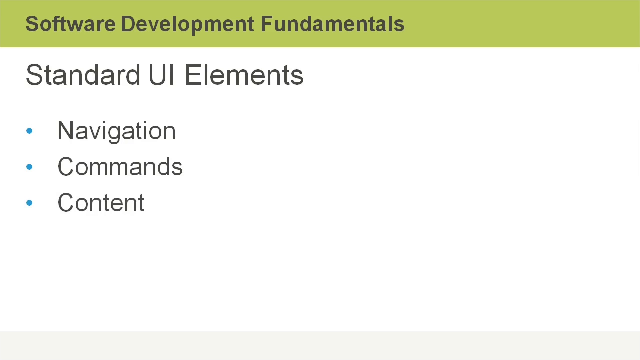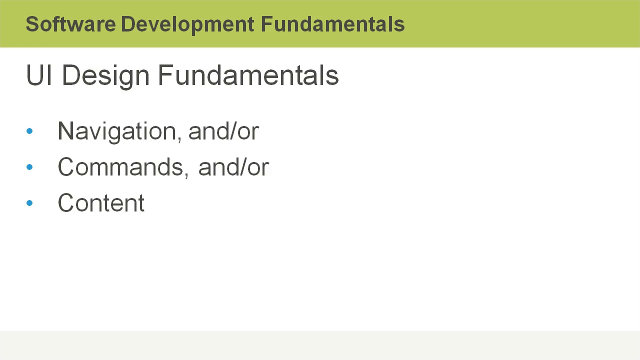Then there's the actual content, the words, shapes, or pixels that are the product the user is focused on, the documents basically. Now, these 3 elements are not required in every application or every application screen. You may have the need to provide navigation as well as content, but not commands. Or you may get by with providing just content and commands, but not navigation. It really comes down to what your app intends to do.